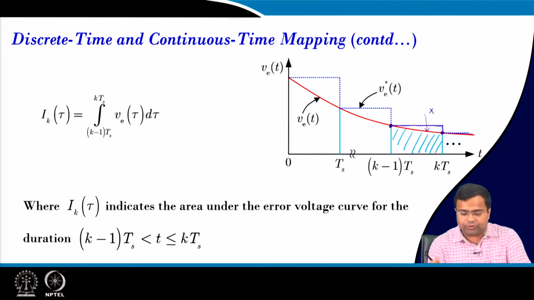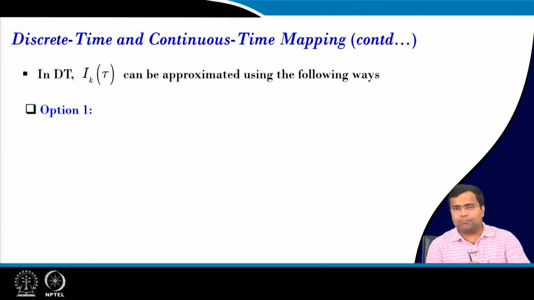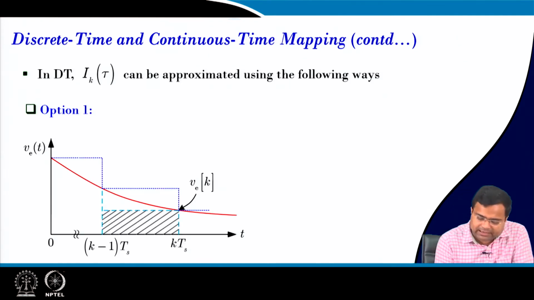So, we need to find the area, we need to approximate this area under the curve using the available samples, because we are not talking about a continuous time error signal, we are talking about a sampled error signal, and we want to approximate the continuous time integration by means of sampled quantities. So, first method, option 1, we take this sample and using this sample we approximate, that means it will be constant for this cycle.